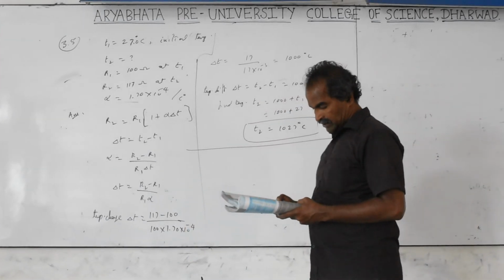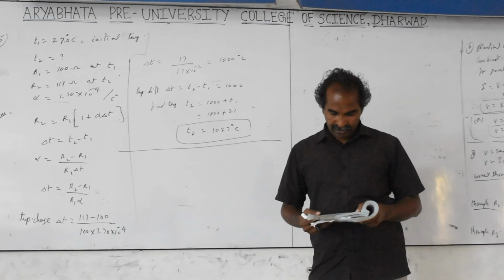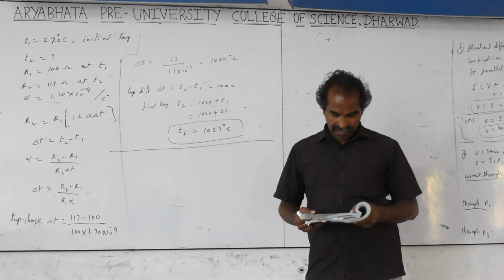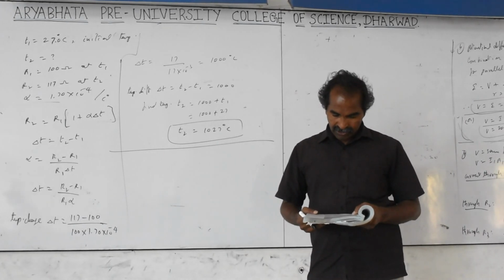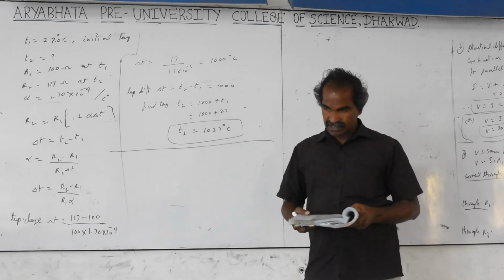Next question. Negligibly small current is passing through a wire of length 15 meters and uniform cross sectional area 6 into 10 to the power of minus 7 square meters. Resistance is measured to be 5 ohms. What is the resistive material?